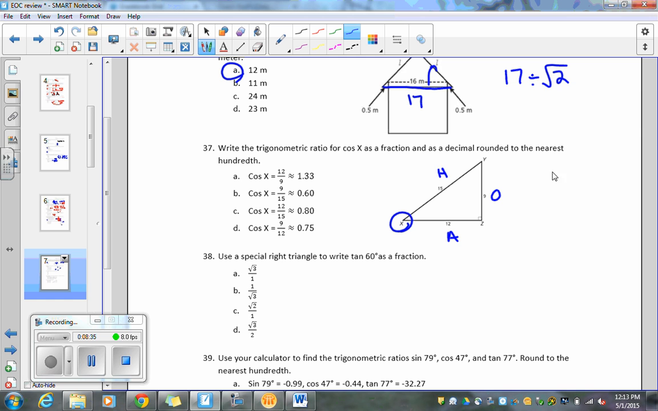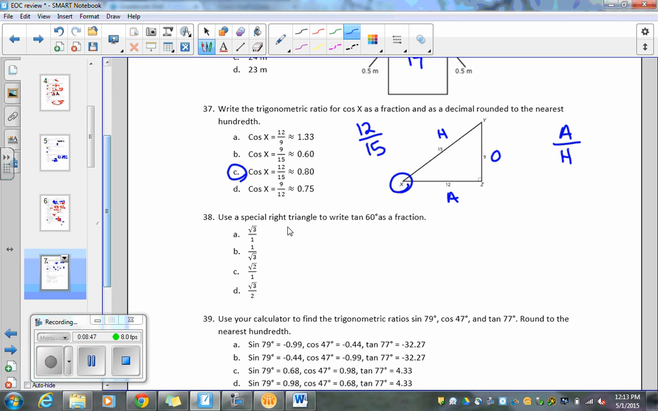Cosine is adjacent over hypotenuse. So that would be 12 over 15, which should give me C. Now, use special right triangles. Find tan 60 as a fraction. This is a little more confusing because you actually have to draw the triangle. So we have to draw a 30, 60, 90 degree triangle.